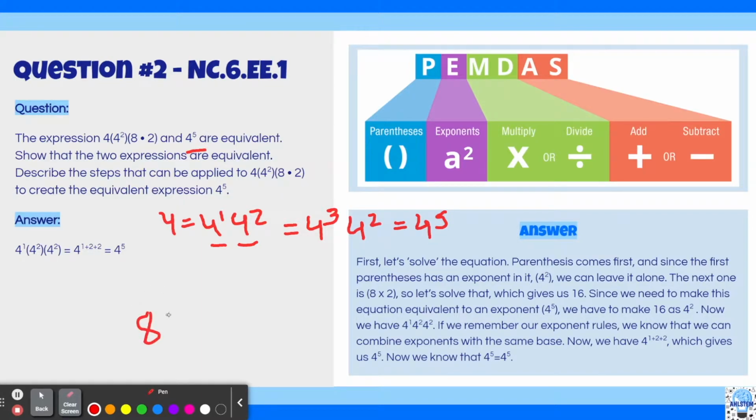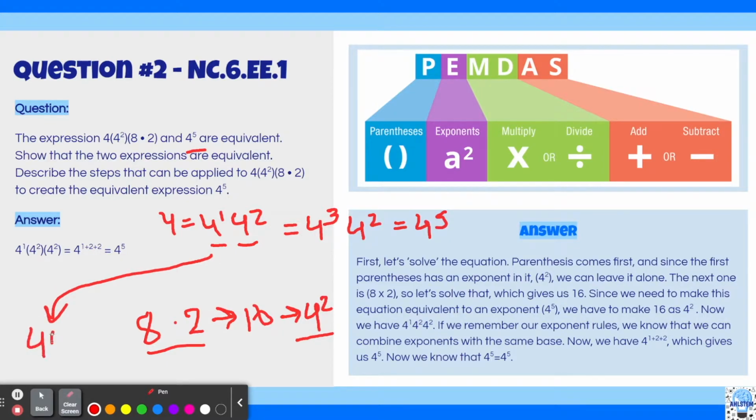Now, 8 times 2 is 16. 16 is also 4 squared, right? So there we go, 8 times 2 equals 4 squared. So our answer is going to be 4 to the 1st times 4 squared times 4 squared, and this is going to get us 4 to the 5th.